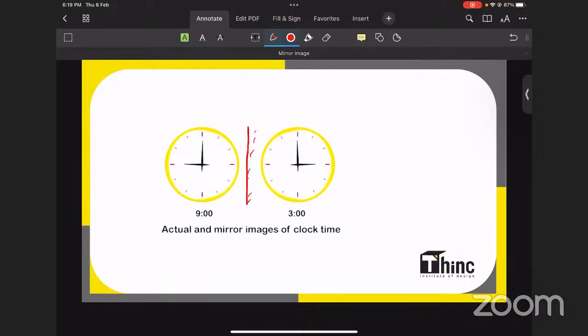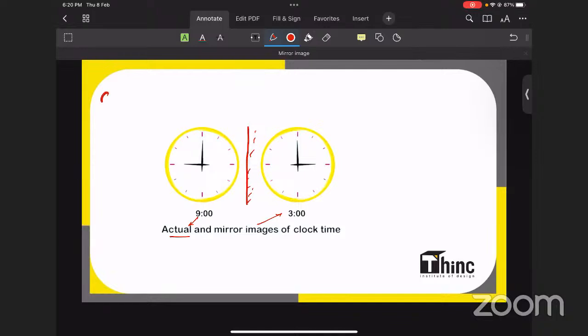The actual clock is showing the time 9 o'clock and the mirror image is showing the time 3 o'clock. So if a question comes, if a clock is showing 9 o'clock, then what will be the time in the reflected clock? Or if the reflected time is 9 o'clock, then what is the actual time? At that time, I will give you a technique. The technique is like this.